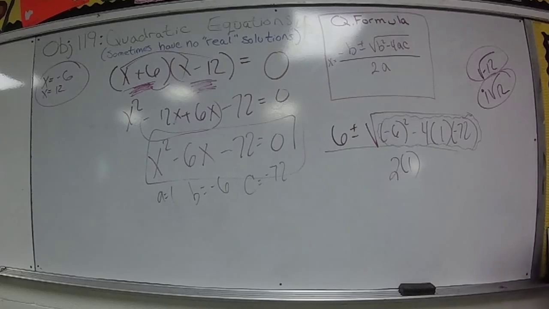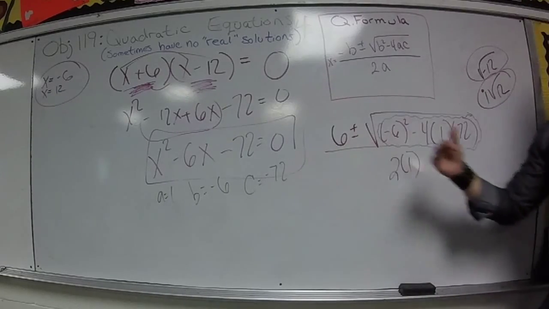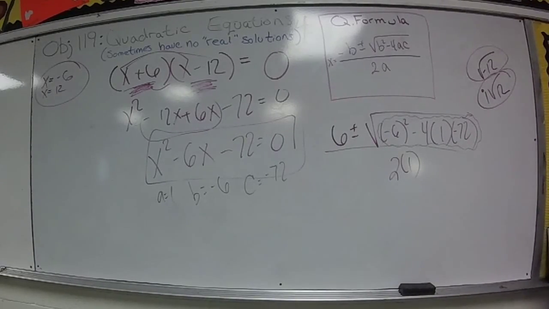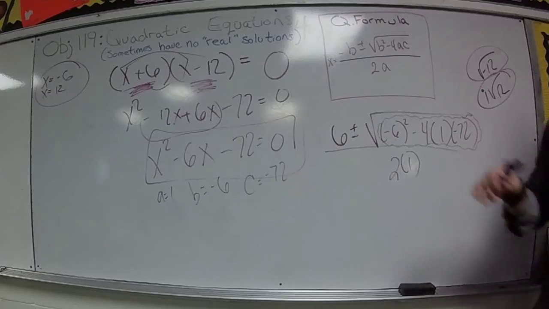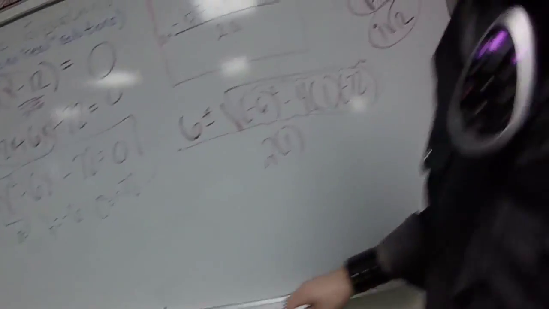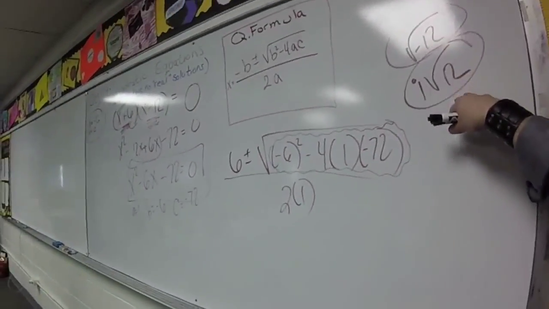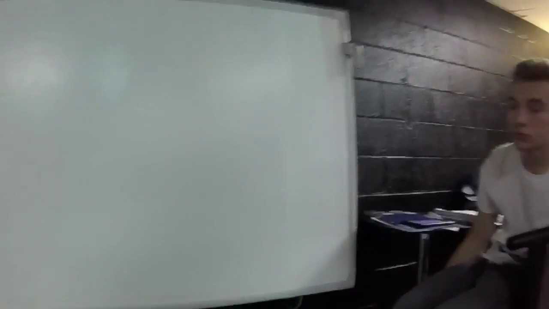So when we work this out with the quadratic formula and don't get an answer, you're going to see on the calculator that it says domain error. What's happened is we're not getting any real solutions. When we get to objective 120, we're going to talk about how to figure out what the imaginary ones are. So for objective 119, we're not going to try to find the imaginary solutions. We're just going to figure out that there aren't any real solutions.